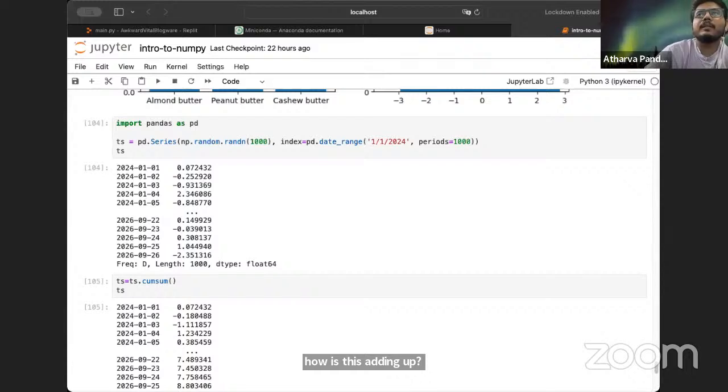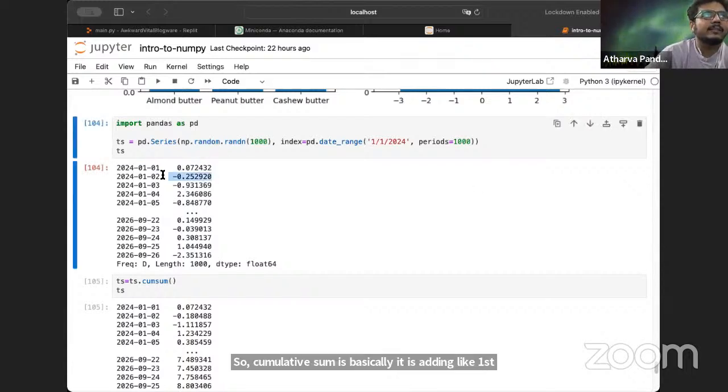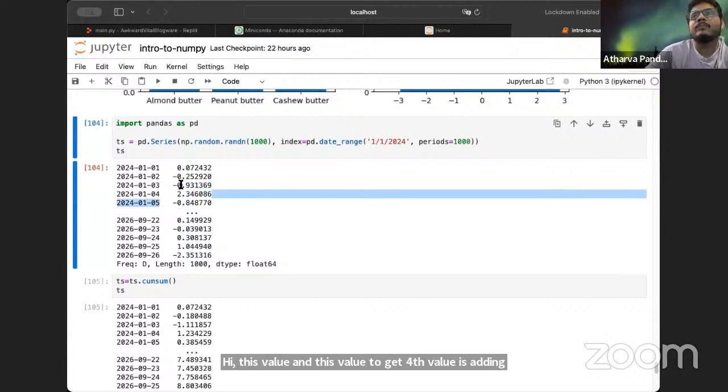So cumulative sum is basically adding the first value, then to get the second value, it is adding the first value and the second value. To get the third value, it is adding the first, second and third values. To get the fourth value, it is adding the previous values and this value. Okay, this is how it gets the cumulative sum.